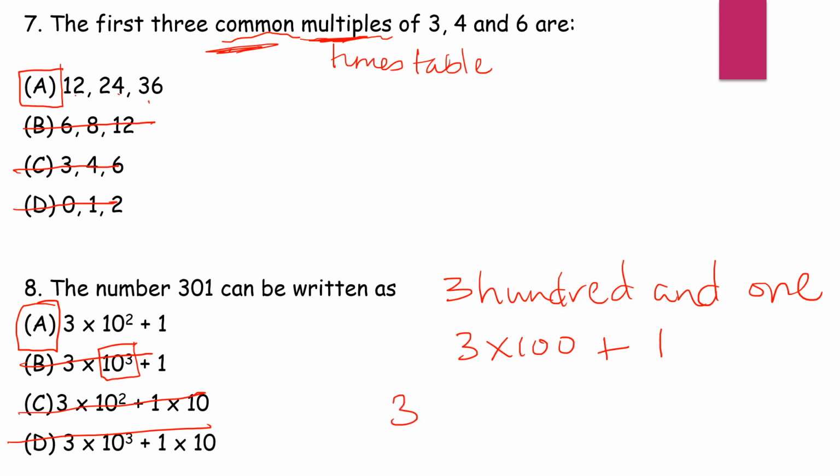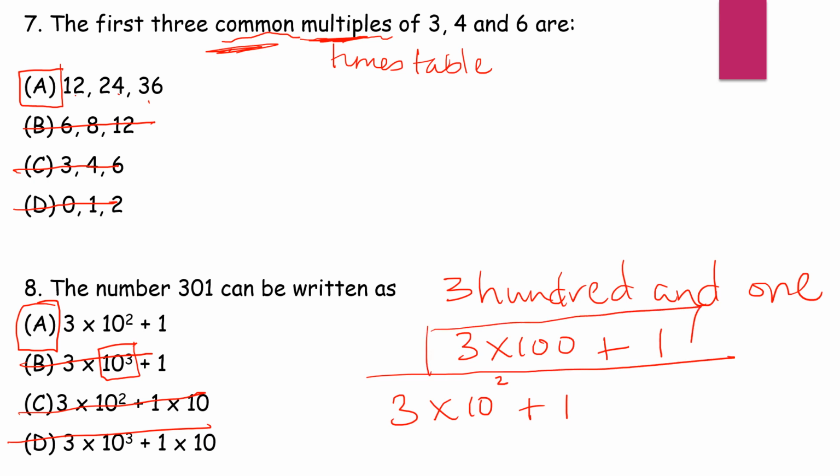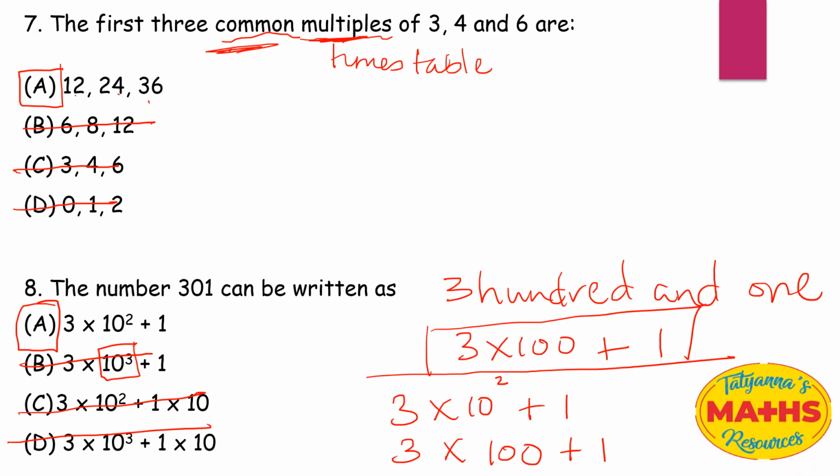Because remember, 3 times 10 to the second power plus 1 is the same as what we have here. Because 3 times 10 to the second power is 100 plus 1. So the answer is A.